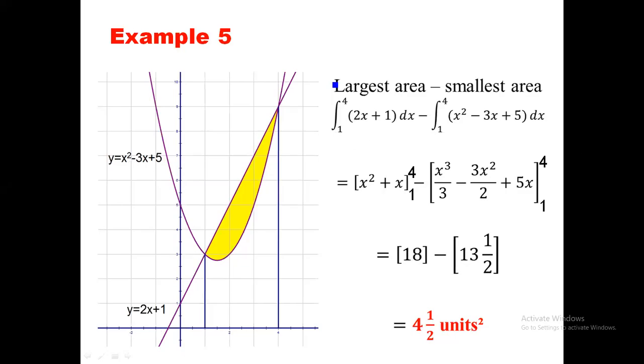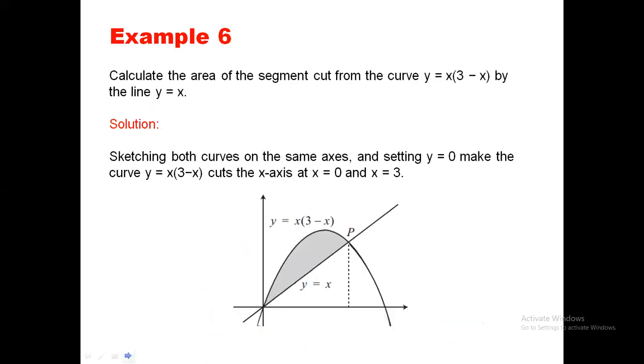So this is the fifth example regarding area between two functions. Now we'll have another one. Calculate the area of the segment cut from the curve y equal to x times 3 minus x, by the line y equal to x. Okay, so we will use the same principle that I have outlined to you in the previous example. Same thing. This time you will be more straightforward. We will determine the area of this gray shaded region.